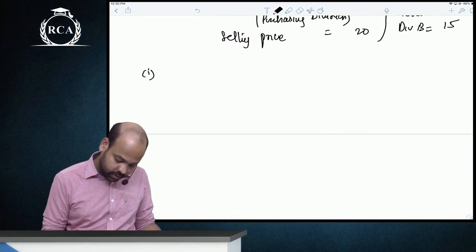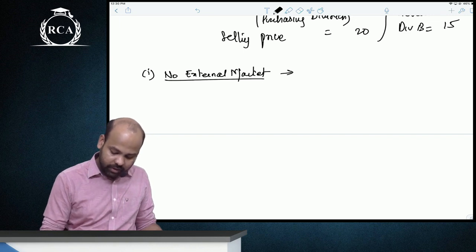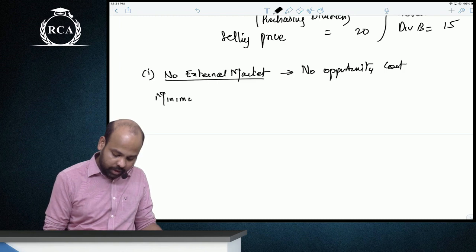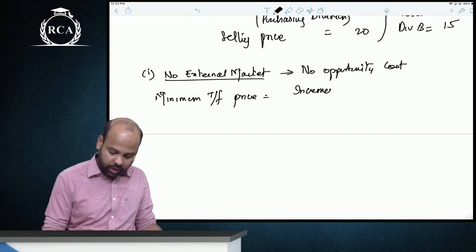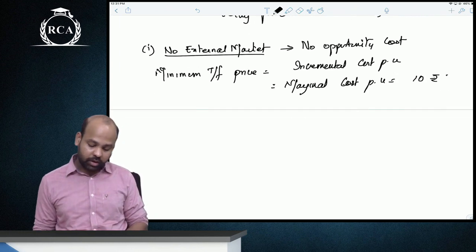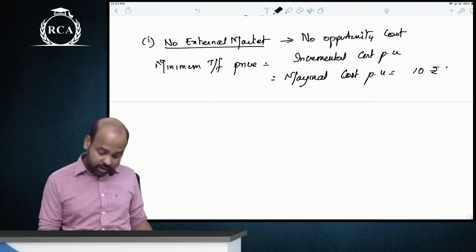First bit: there is no external demand. Read the question properly, there is no external market, which means there is no opportunity cost. So you can directly write your minimum transfer price. Your minimum transfer price would be the incremental cost per unit incurred, that is your marginal cost per unit, 10 rupees. This itself would be the amount of marginal cost.